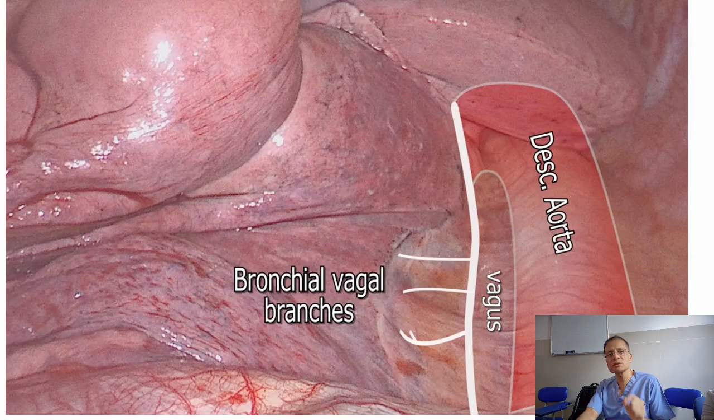Again, during surgery, we always attempt to define it. It's the left side of the esophagus. The descending aorta, the left vagus, right? These are the vagal branches we divide during the dissection of the lymph nodes, right?